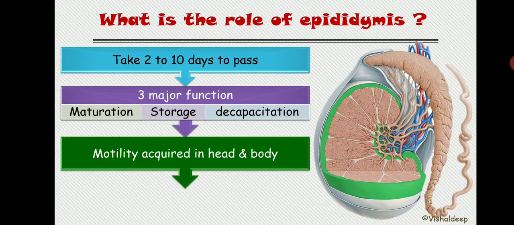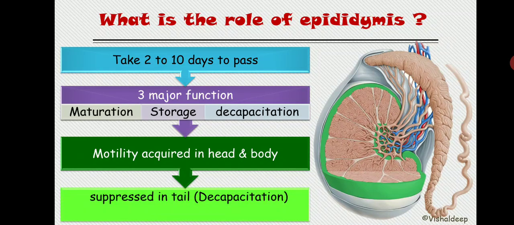But this motility is not the final motility. The motility is just getting started. The final motility will take place in the female genital tract, basically the uterus. Now this motility will be suppressed in the tail. That suppression of the motility is known as decapacitation, right?